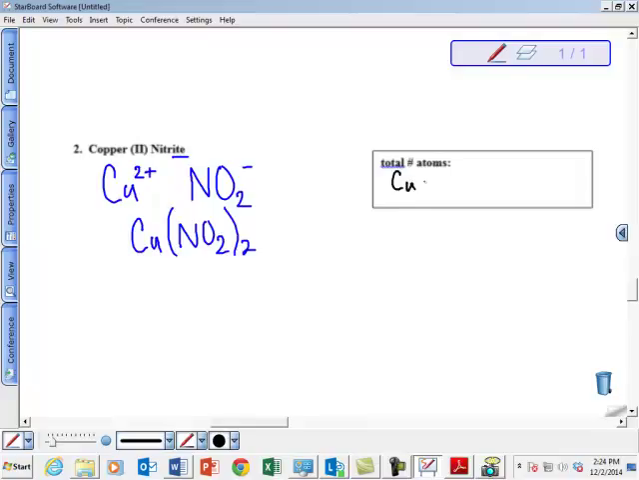How many copper atoms do you guys have? All right, you got N and you got O. How many N's do you have? Yeah, you gotta incorporate. It's just like foiling. You have to foil the number on the outside in. All right, so you're gonna have 2 nitrogen atoms.